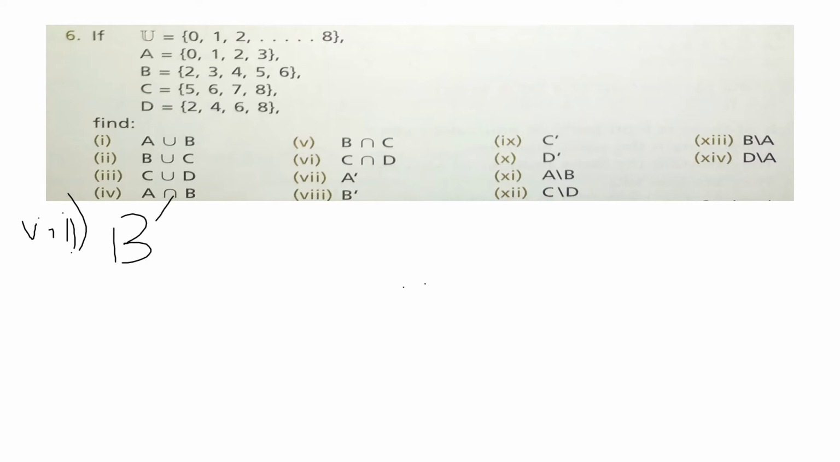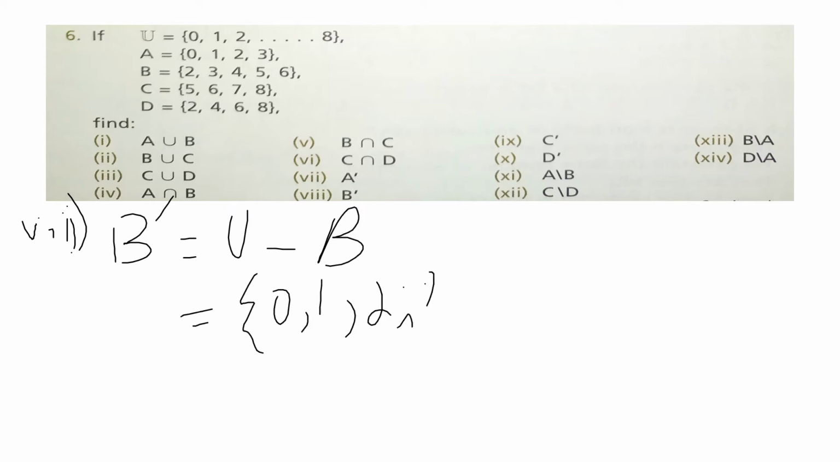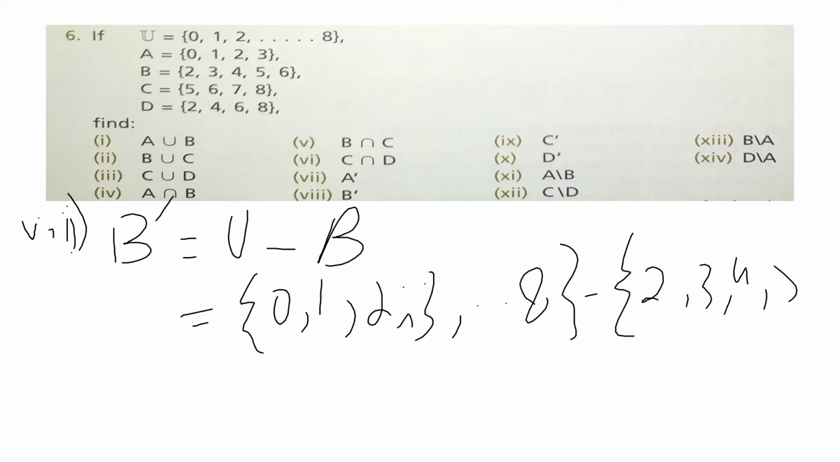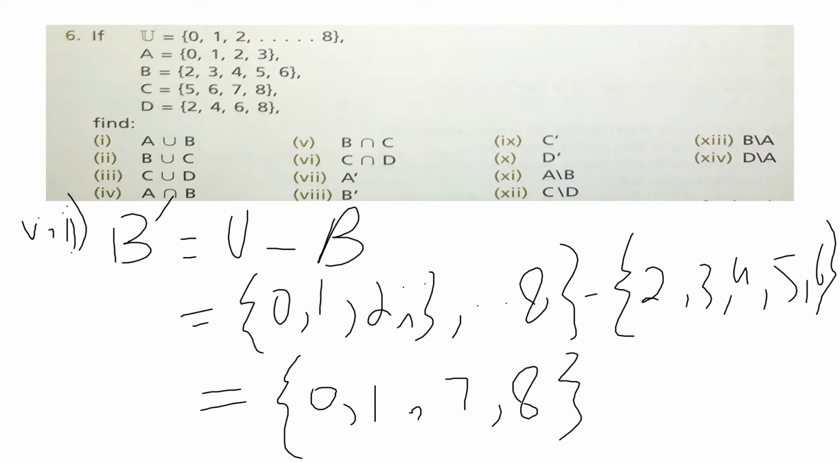B complement, part 8, which is U minus B. So the U set is the same here: 0, 1, 2, 3, 8 minus what is B here? 2, 3, 4, 5, 6. Okay, so we have to write those elements of the universal set which are not in B, and that is 0, 1, 7 and 8. So this is B complement.